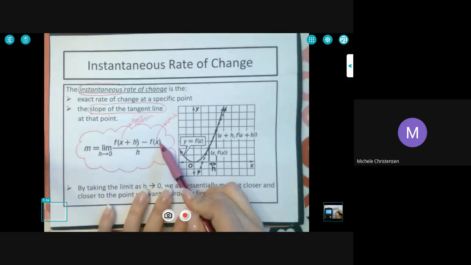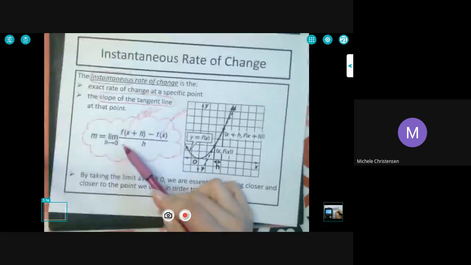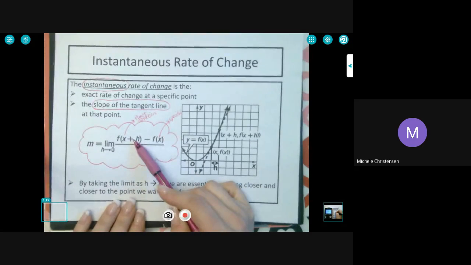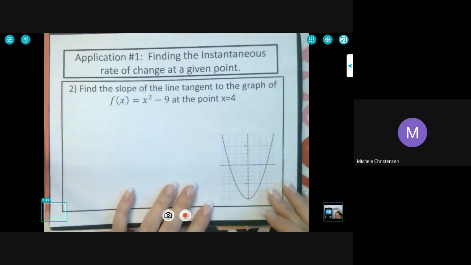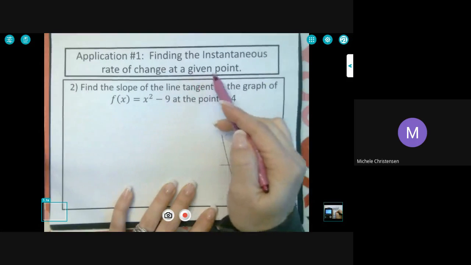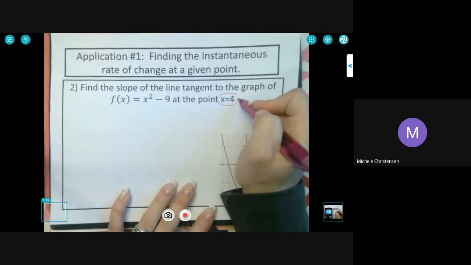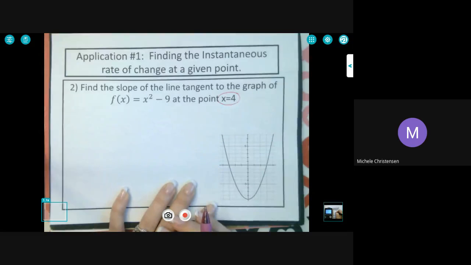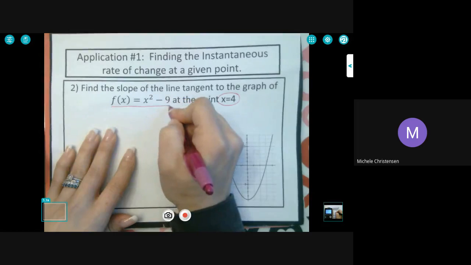We did problems similar to this in 7.1, even though we were finding the average rate of change in most of those problems. We did set them up with f of x and f of x plus h to prepare us to do this limit formula. So our first example is at a given specific point, x equals 4, and our function is f of x equals x squared minus 9.